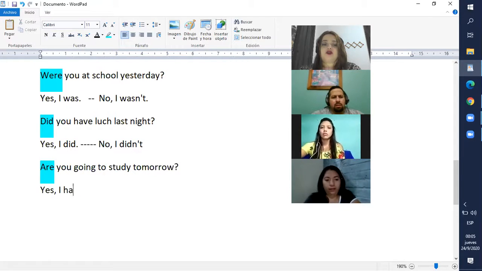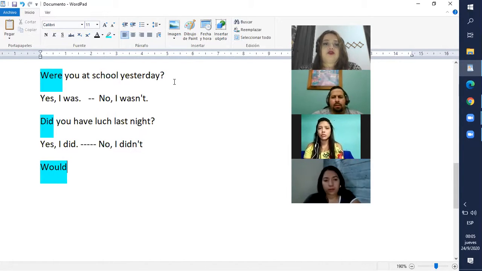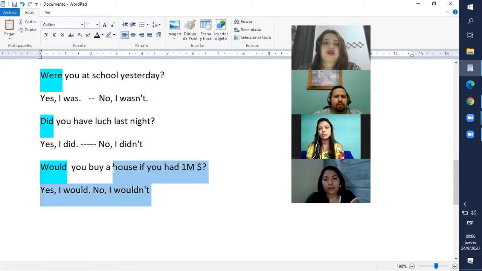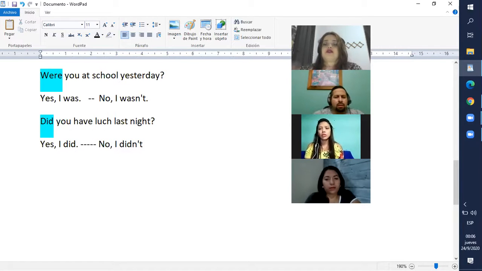Les voy a dar un ejemplo de algo que probablemente no conozcan, para que vean. Okay, would. Este es un tip, no se van a confundir. Esto es un paréntesis, okay? So, would you buy a house if you had $1 million? What is the short answer? Yes, I would. Or no, I wouldn't. So that is a rule, okay? In general. Perfect. So what we have to practice tonight is affirmative, negative, and questions all together, okay?